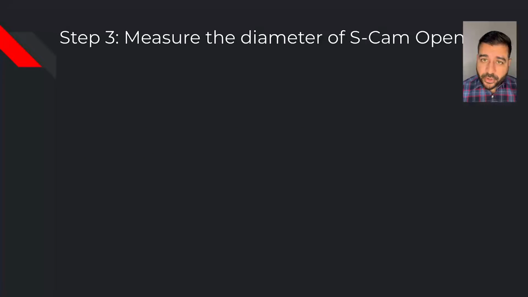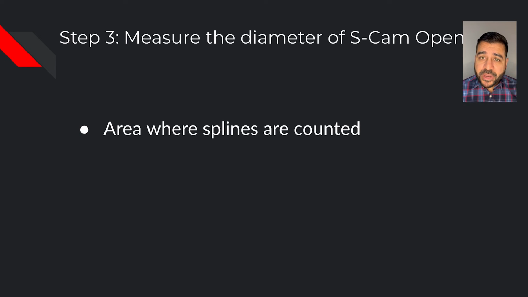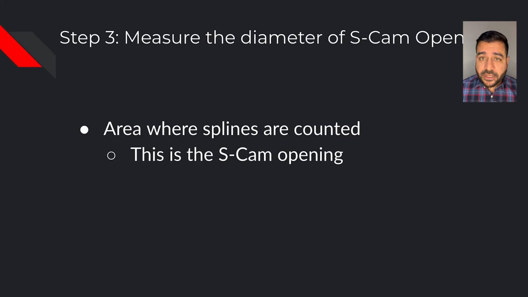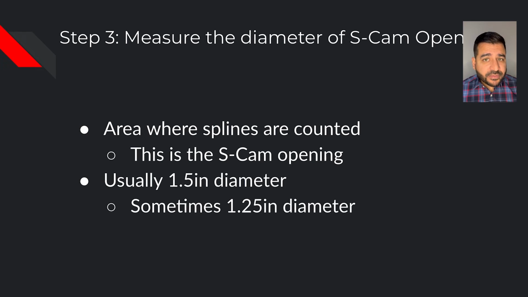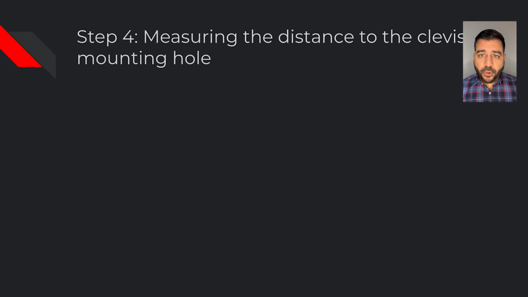Step 3. Measuring the diameter of your S-cam opening. Do you remember where you counted the splines? Well, that's where your S-cam opening is. Usually you're going to run into about 1.5 inches in diameter, but you will run into some slack adjusters that measure at 1.25.